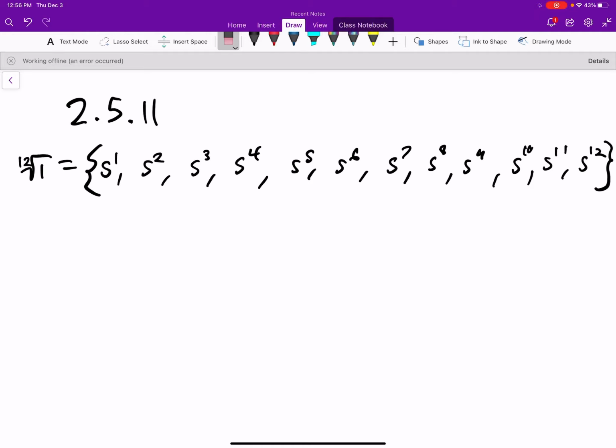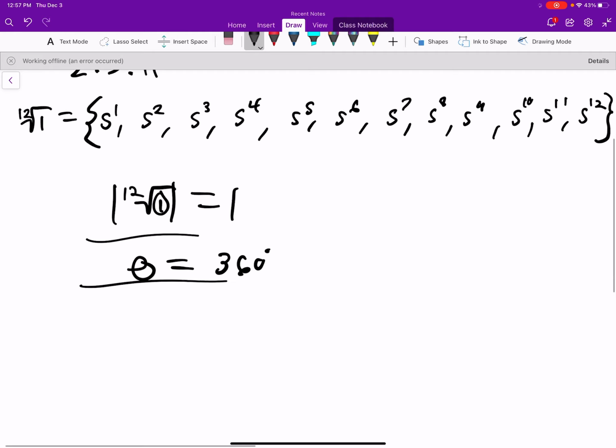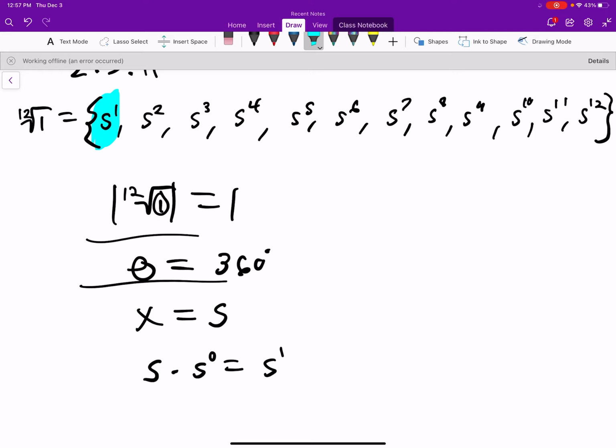Okay, we're looking at 2.5.11. Now, for this one, the magnitude of the 12th root of 1 is going to be 1, and theta is going to be 360 degrees, because we're looking at the angle of that one right there. And so then if theta is 360 degrees, we know x equals s. And so instead of starting at whatever x is and then multiplying it by s to the 0, we're actually starting at s and then multiplying by s to the 0, which is s to the 1. So that's why I started here at s to the 1.